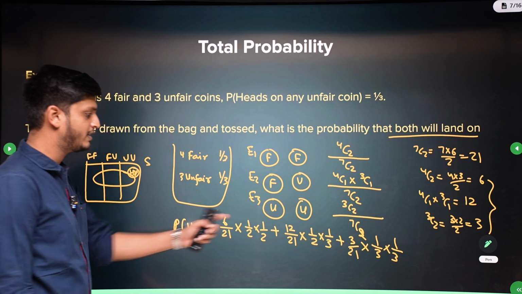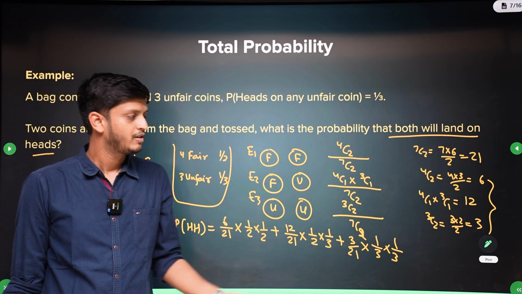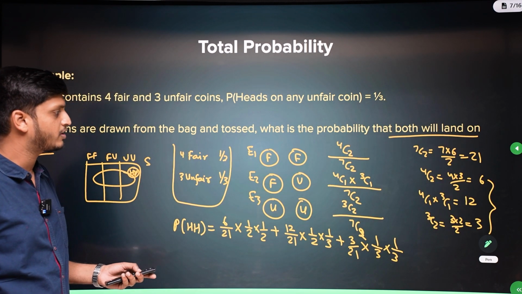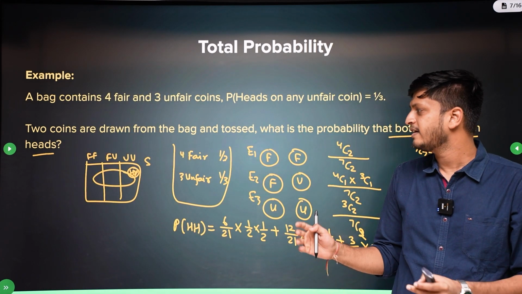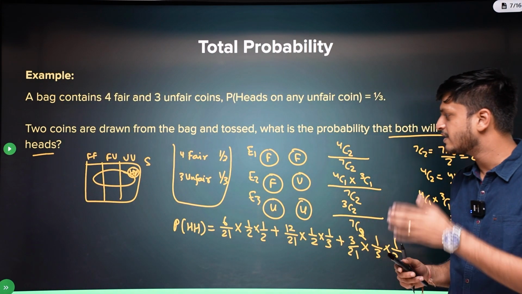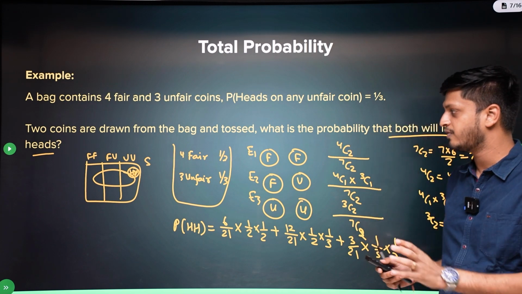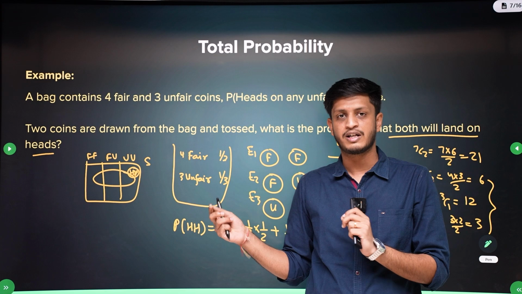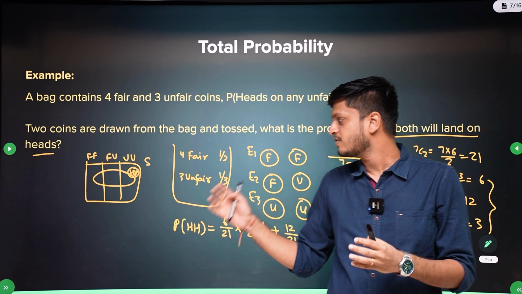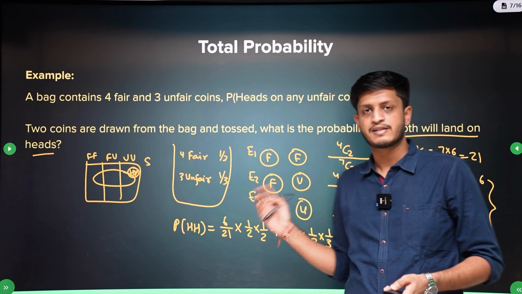So you just need to solve this entire expression, okay? And you'll get 0.183. So there are 18% chances that both the coins will land on heads. Generally, like in GATE, you won't be asked this much complicated question, but yeah, if required, you can answer it, okay? It involves some concepts of counting and probability both, and it involves total probability as well. So this is how you solve it.